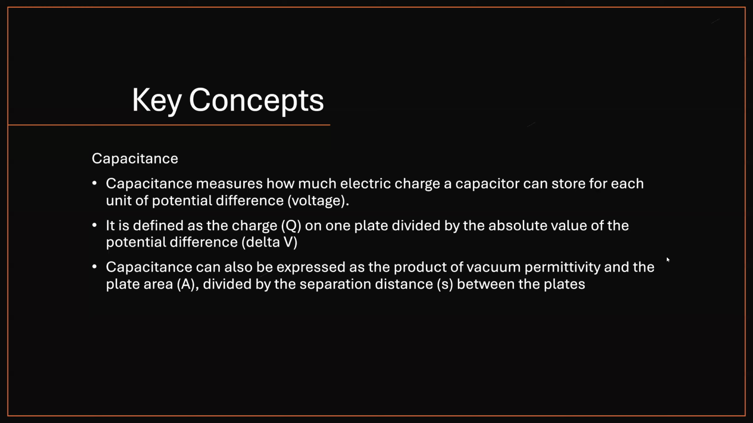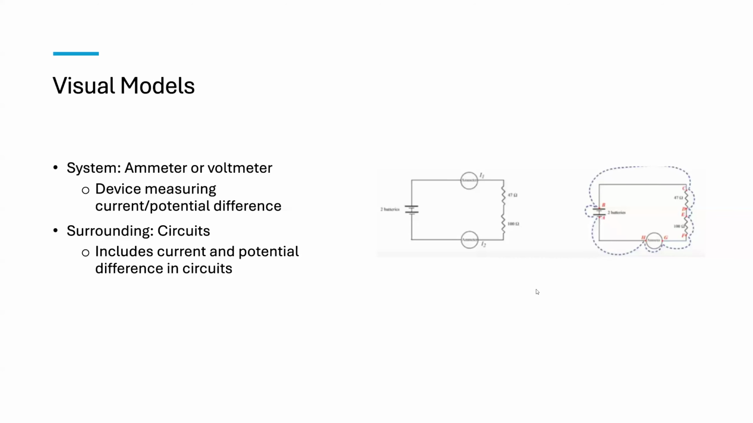Capacitance is another key concept. It measures how much electric charge a capacitor can store for each unit of potential voltage. It is defined as the charge Q on the plate divided by the absolute value of the potential difference. The capacitance can also be expressed as the product of the vacuum permittivity and the plate area divided by the separation distance.